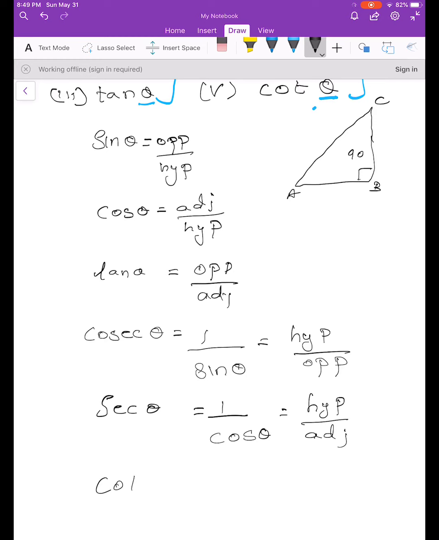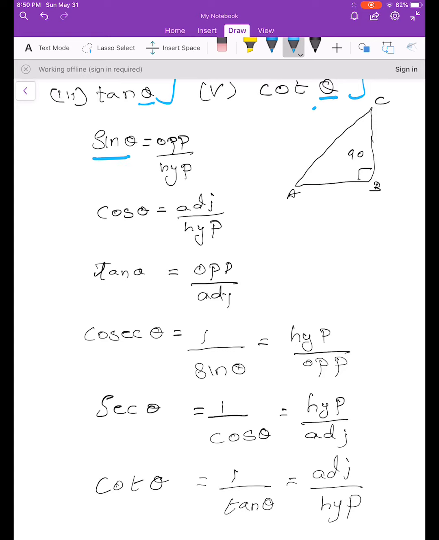Cot theta, that is 1 by tan theta, adjacent by opposite. I'll repeat this. These are the 6 important trigonometric ratios which you have to be thorough with.